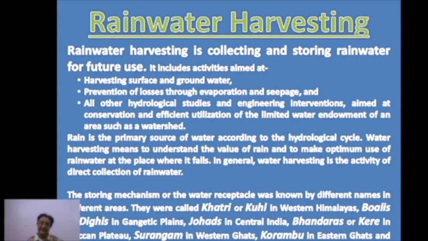Rain is basically the primary source of water. By the hydrological cycle, we get water by rainfall. And water harvesting means what? It is basically to understand the value of rain.